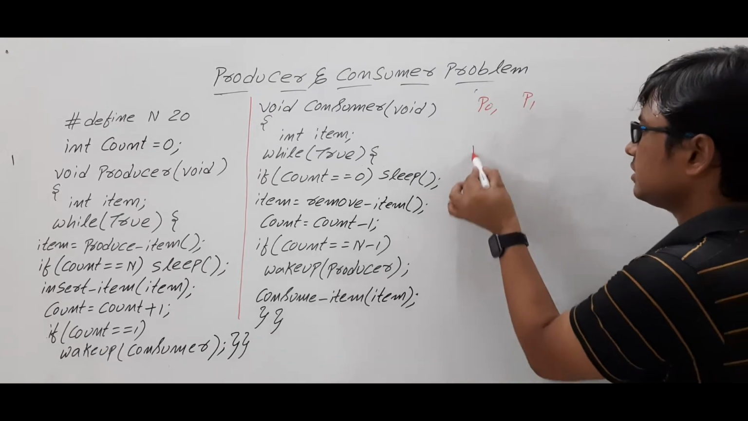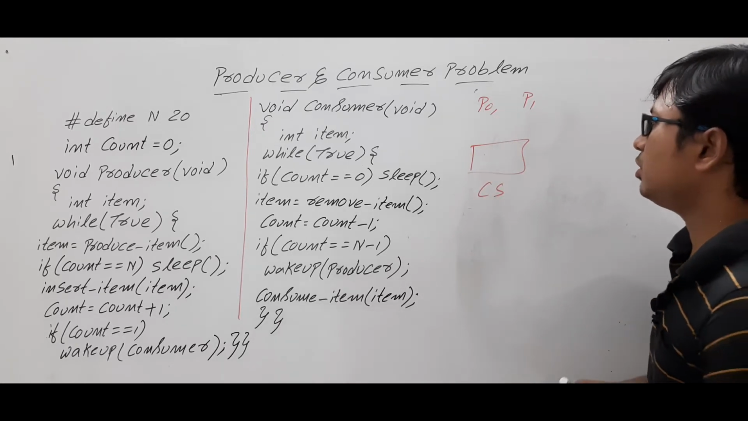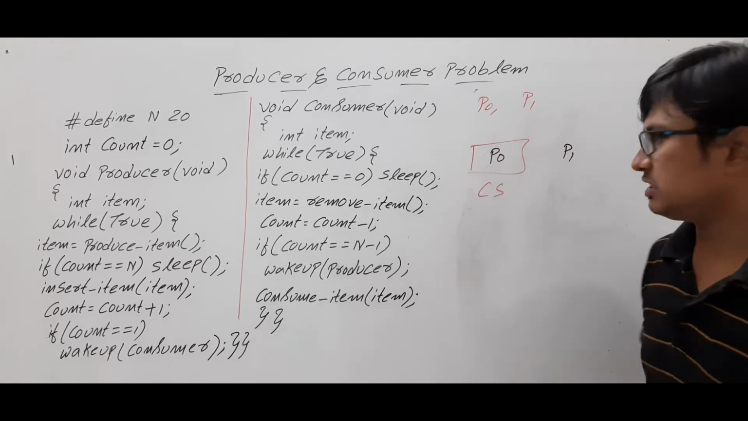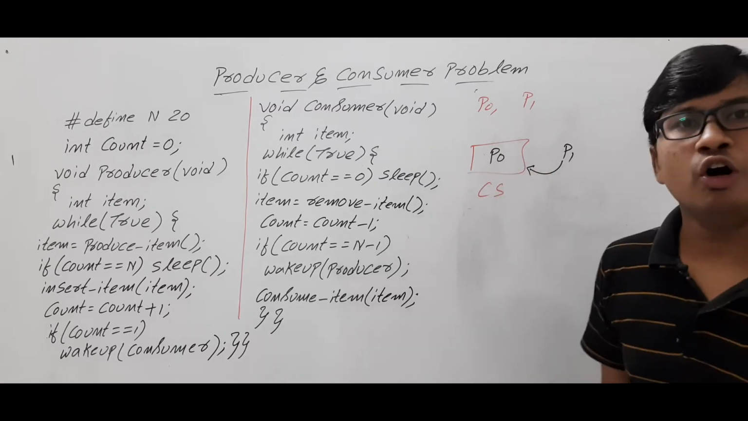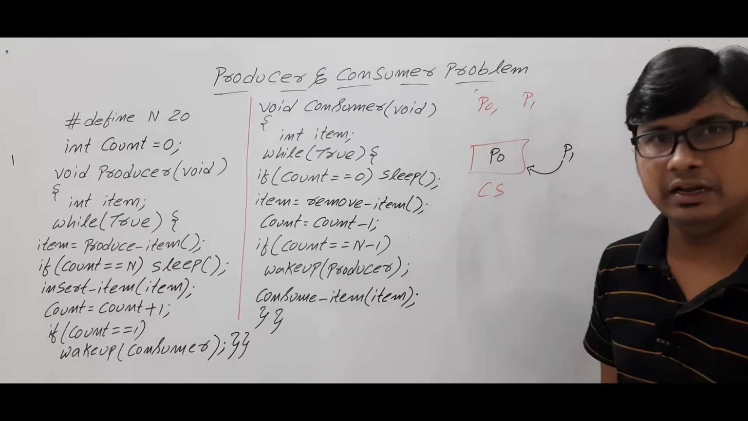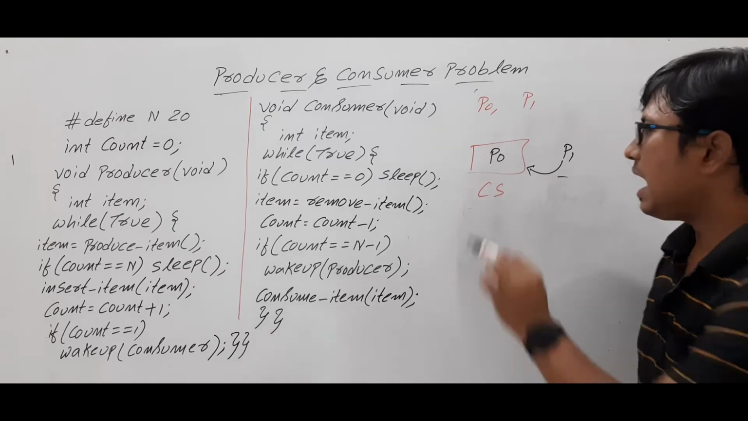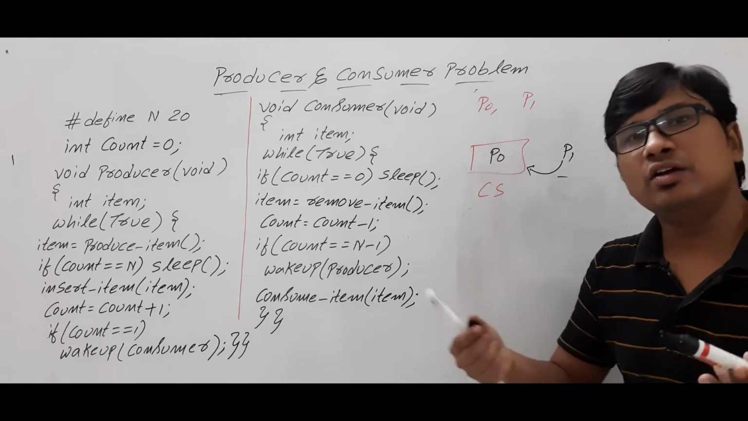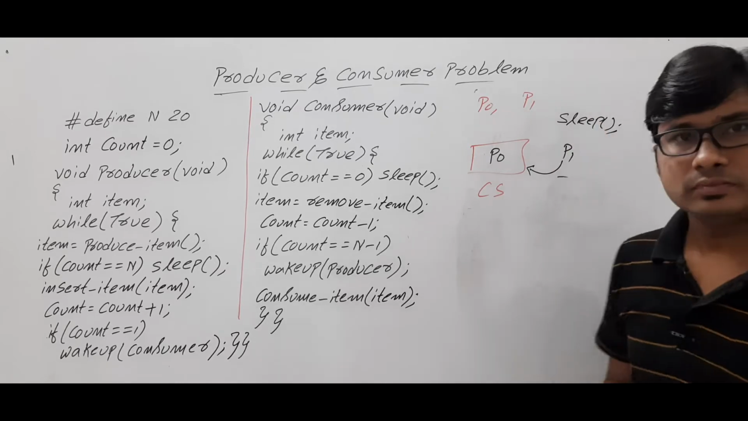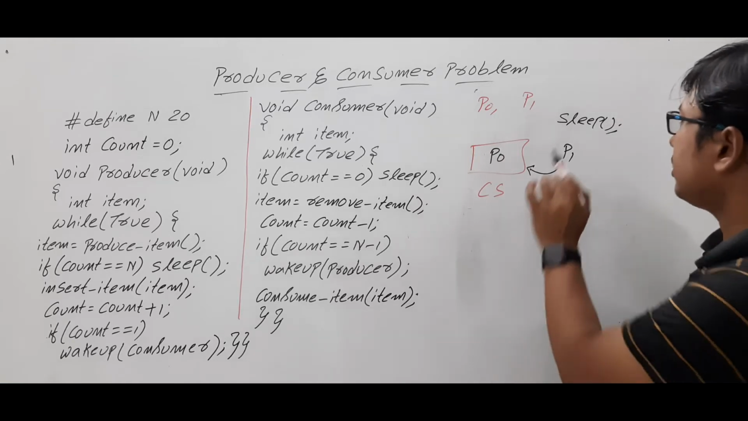Let's consider that at a particular instant of time, process P0 is in the critical section. Now P1 wants to enter the critical section. It will check whether the critical section is occupied or not. Yes, the critical section is occupied. Now in the non-busy waiting solution, as the critical section is occupied and it cannot enter, process P1 will go to the sleep state. It will go to the sleep state, meaning it is blocked. Are you able to understand it or not?